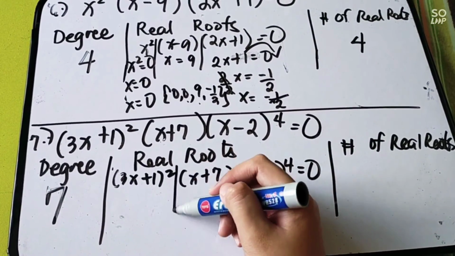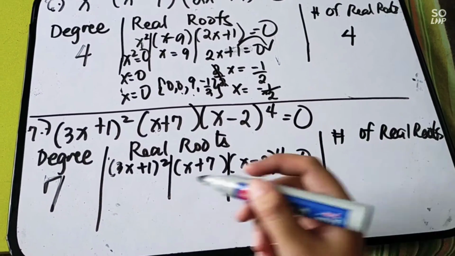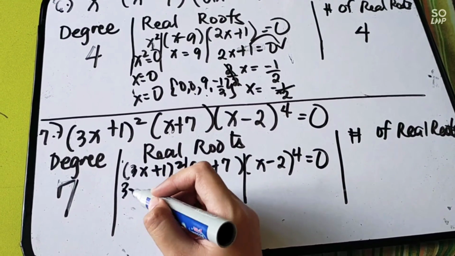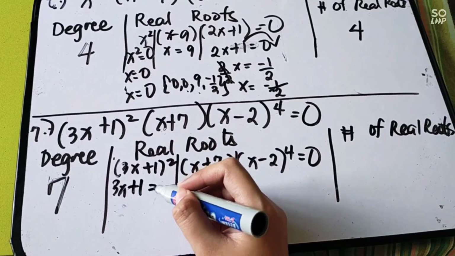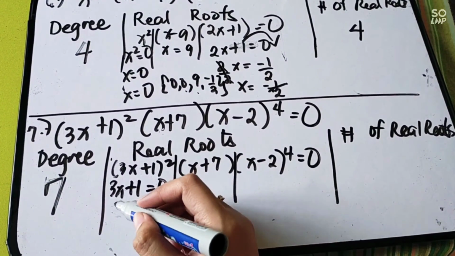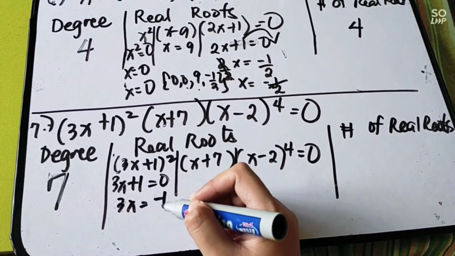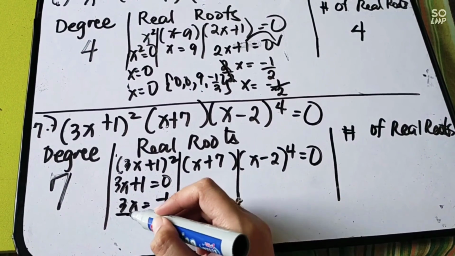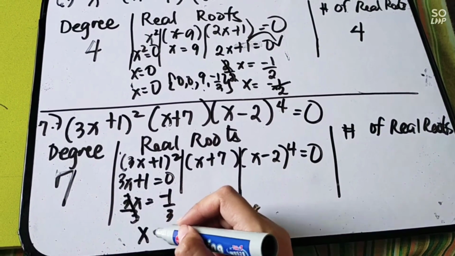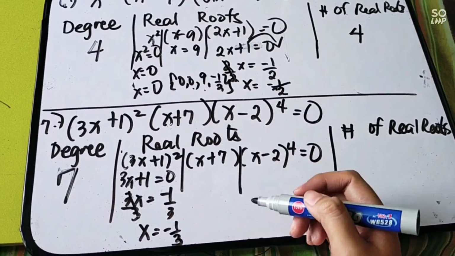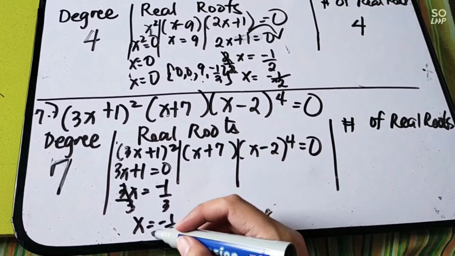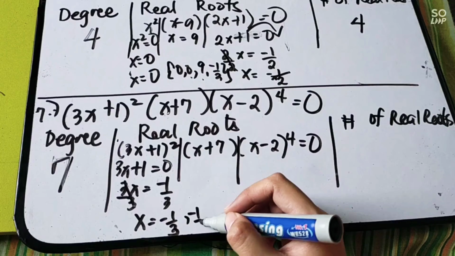So, hatiin natin lahat ng factors, equate natin sa 0. Dito, meaning 3x plus 1 is equals to 0, dalawang beses. So, 3x is equals to negative 1, divide both sides by 3, cancel. So, x equals to negative 1/3. Ilang beses? Dalawa. So, negative 1/3 tsaka negative 1/3.